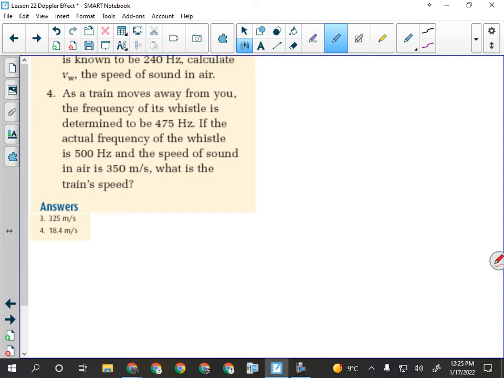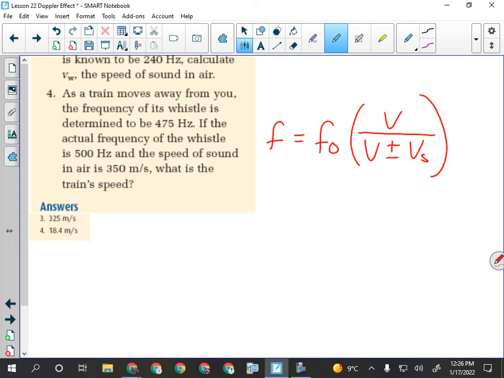Now, the formula we went over is this one. The Doppler frequency, so this is the frequency that we perceive, hear, measure, whatever, okay, is equal to the actual or original frequency, okay, that is actually produced by the source, multiplied by the speed of the waves, divided by the speed of the waves plus or minus the speed of the source.